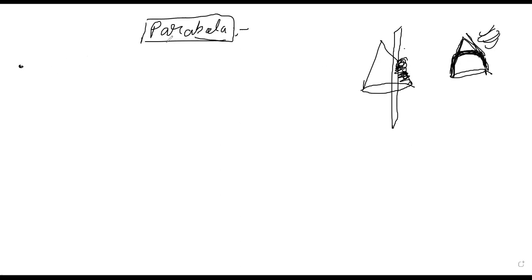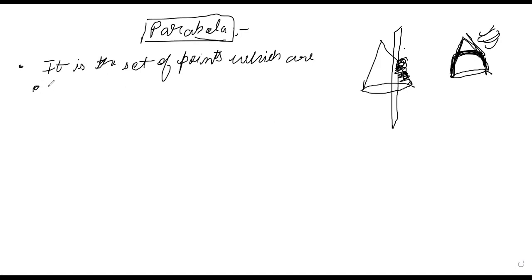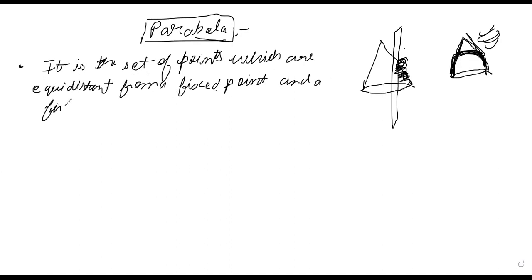If we write the definition of parabola, or how we demonstrate it, it is the set of points which are equidistant from a fixed point and a fixed line.